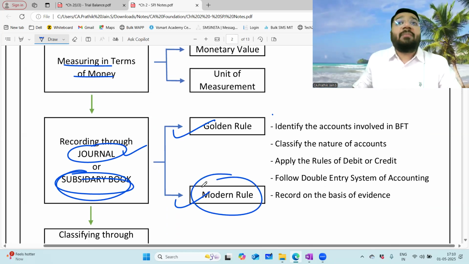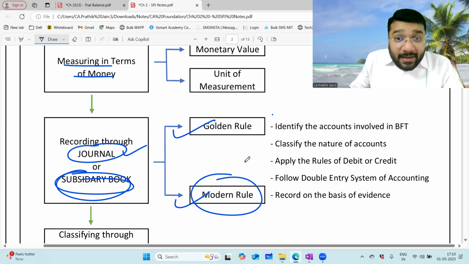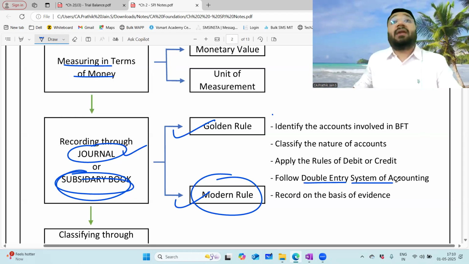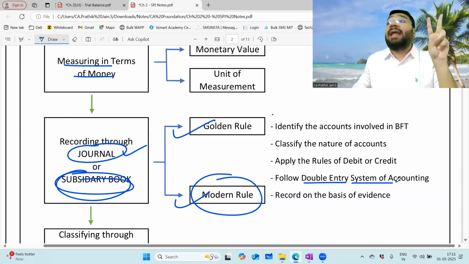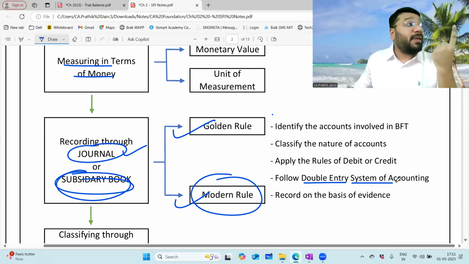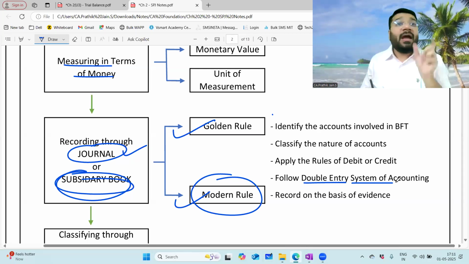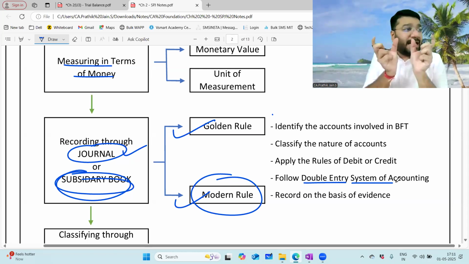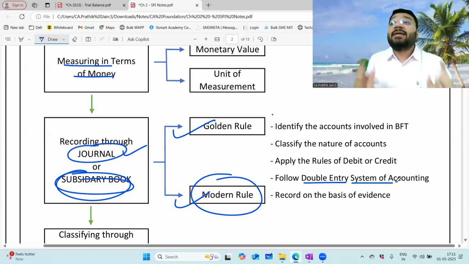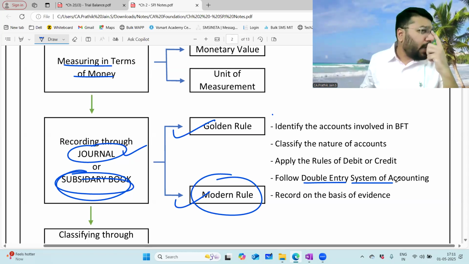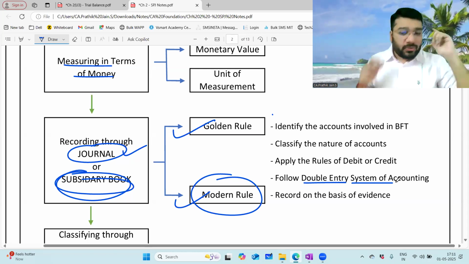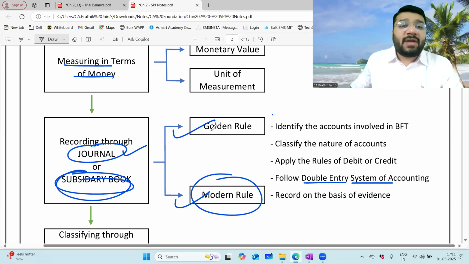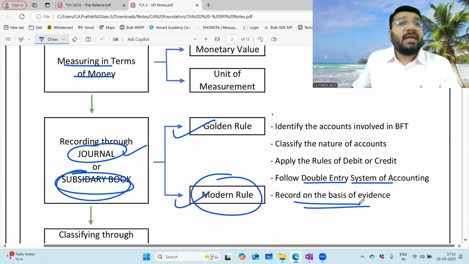And when the recording is happening, you have to take care of one system. Which system? You have to take care of the double entry system of accounting, which says what? Every transaction should have twofold impact, not account, twofold impact or aspect. In that, one impact or aspect should be debit, another should be credit. And the total of both the aspects, the total of both the impacts, should be the same, should be equal. Accounts can be 2 or more, minimum 2, but it can be more than that also. And all these transactions are recorded again on the basis of evidence.